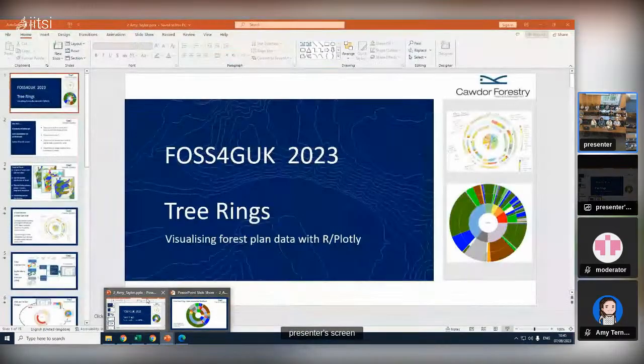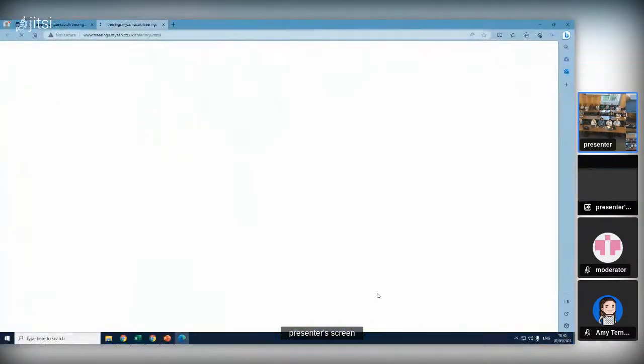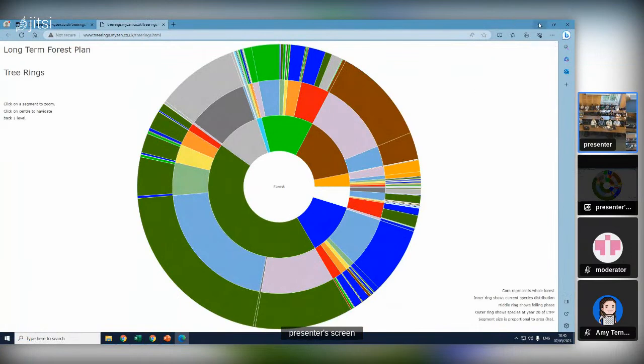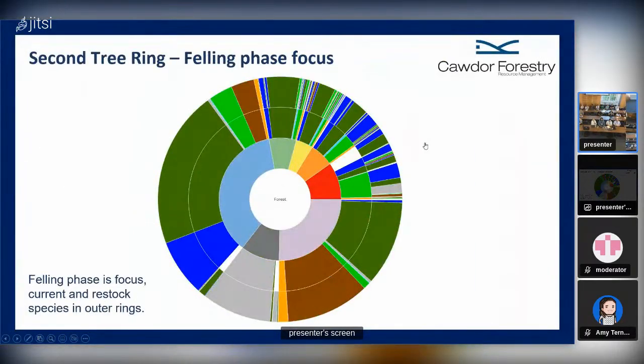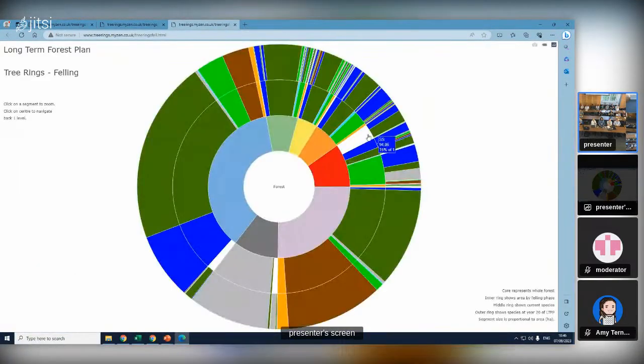So back to the PowerPoint. So that was great. But the feedback I had from that was that was great, but what the foresters actually wanted to see was the before and after for the restocking species. So that involved jiggling the hierarchy around a bit so that felling phase was at the center of the image, and then the current species was the middle ring, and then the restocking species was the outer ring.